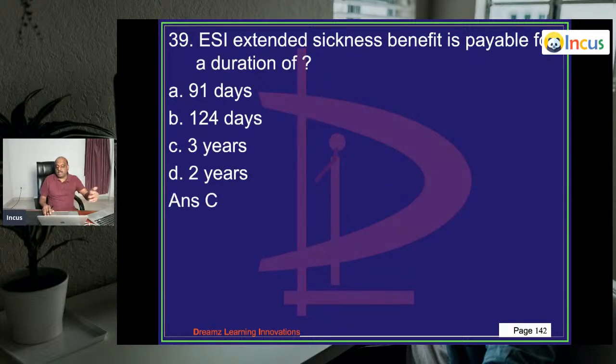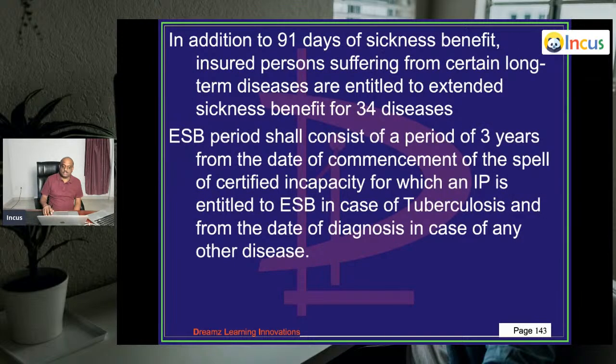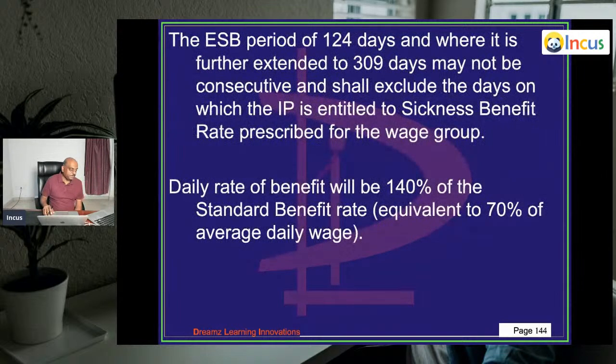ESI, extended sickness benefit, is payable for a duration of 3 years. So 91 days of sickness benefit is in insured persons. There's an extended benefit for 34 diseases. It is for a period of 3 years from the date of commencement of the spell of certified incapacity. 3 years.